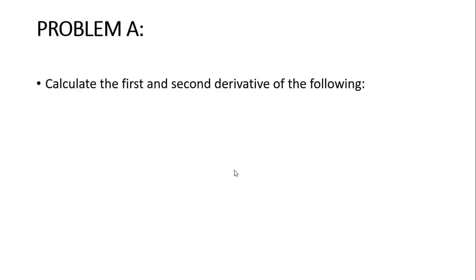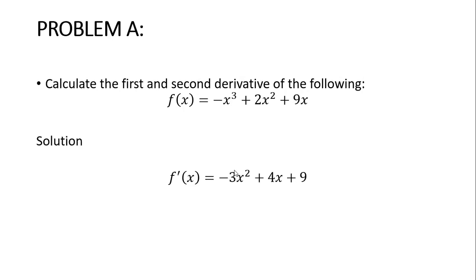Let's take our first question. Let's calculate the first and second derivative of the following typical polynomial, minus x cubed plus 2x squared plus 9x. So we know that the first derivative would be minus 3x squared plus 4x plus 9. And then the second derivative would just simply be minus 6x plus 4. So there you go. As easy as that.